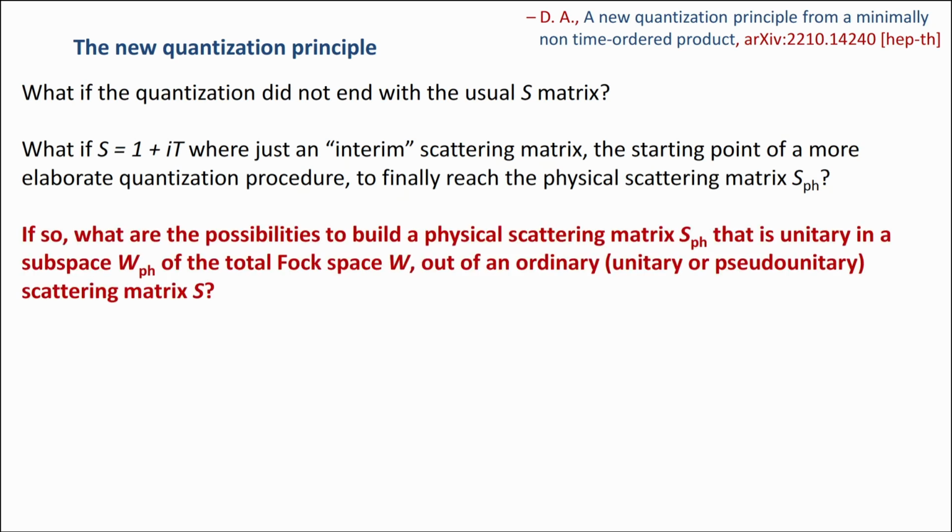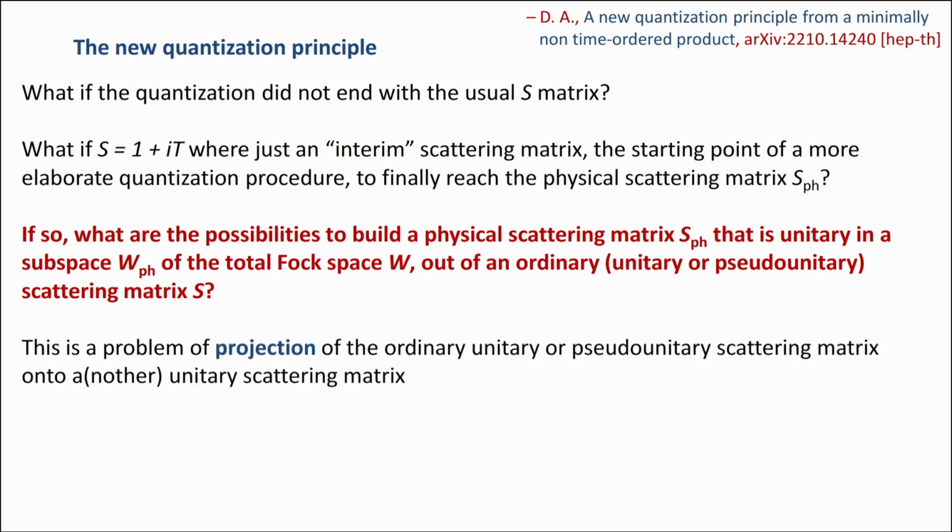What to do? What are the possibilities to build a physical scattering matrix that is unitary in a subspace, which we will call physical subspace, of the total Fock space, out of an ordinary scattering matrix that is only pseudo-unitary, or maybe it is unitary by itself, but we want anyway to make the projection to some subspace. So this is a problem of projection of the unitary or pseudo-unitary scattering matrix that you obtain from the usual procedure onto another unitary scattering matrix.